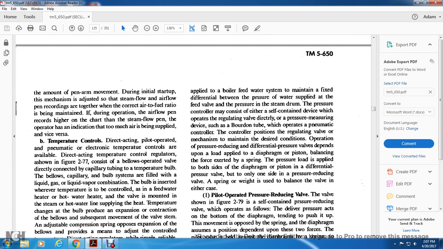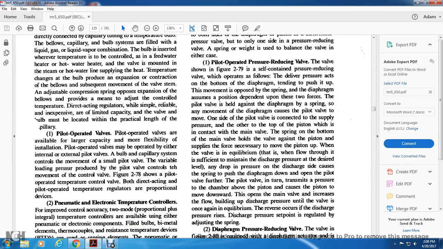The pressure control may consist of either self-contained devices which operate the regulating valve directly with the pressure measurement device, such as a Bourdon tube which operates pneumatically to control the position of the regulating valve, or a mechanism maintaining the desired condition. The operation of the pressure reducing and differential pressure valve depends upon the load applied to the diaphragm or piston, balancing the force exerted by the tube against a spring. The pressure load is applied to both sides of the diaphragm or piston in the differential pressure valve, but only one side in the pressure reducing valve. The spring weight is used to balance the valve in either case.